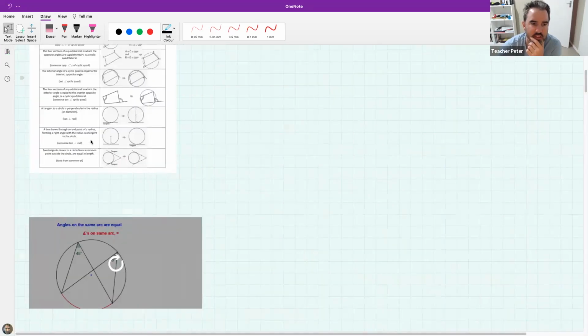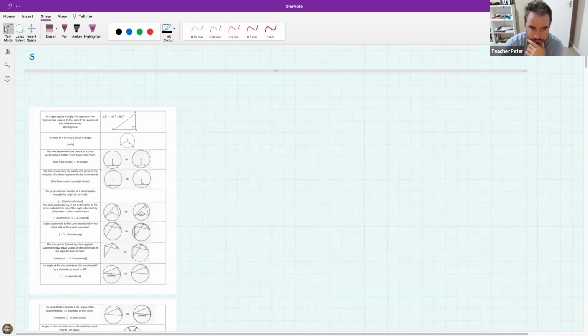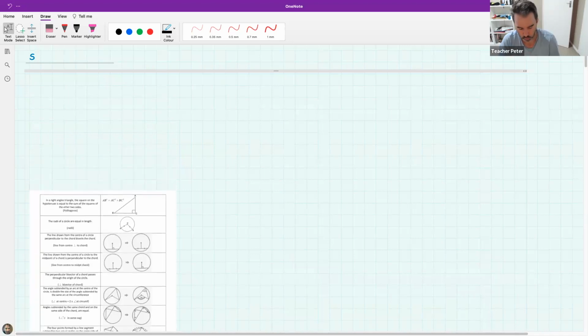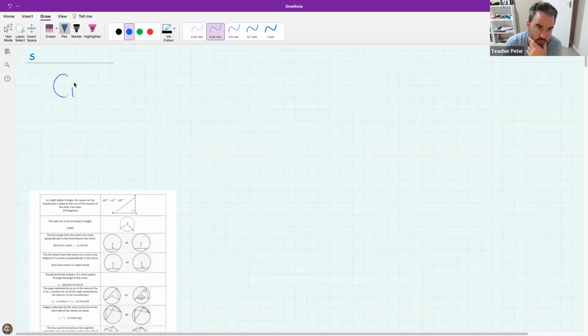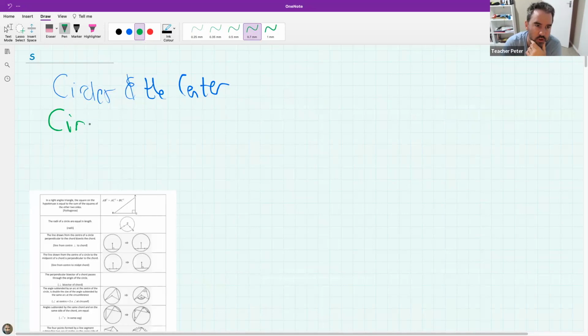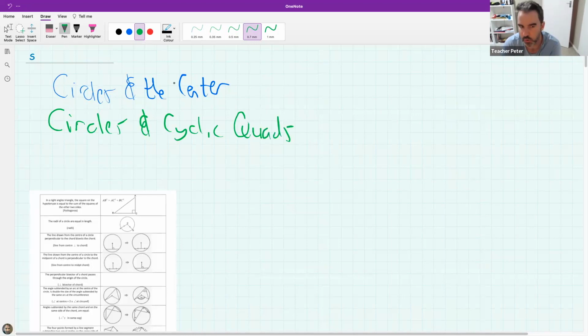So in the last while, when I planned this circle geometry course, I planned it in a way that there are three major sections. There is circles and the center, which was the first two lessons. We then have circles and cyclic quads, which is kind of what the week we're in now. And then next week will be circles and tangents.